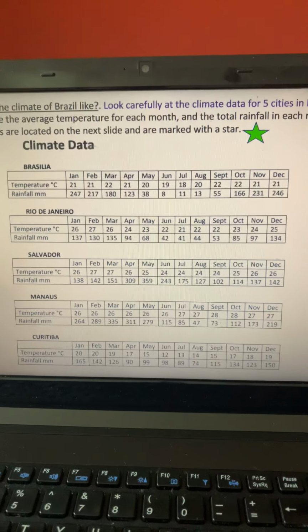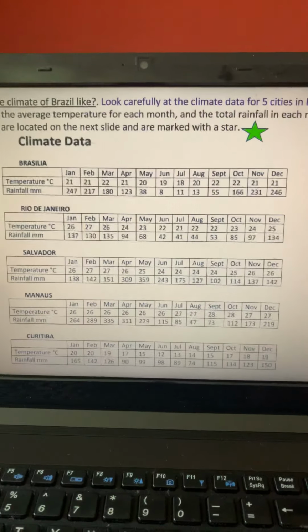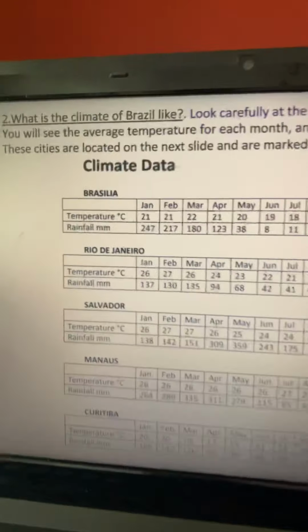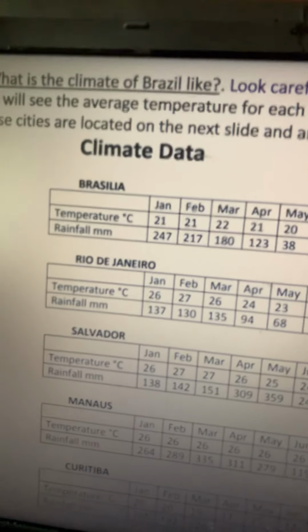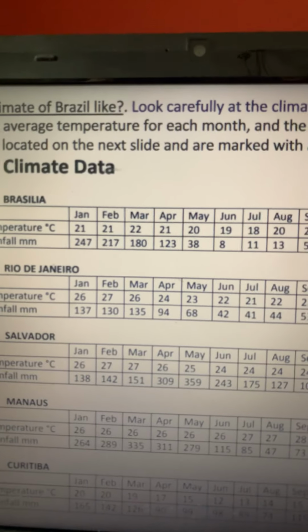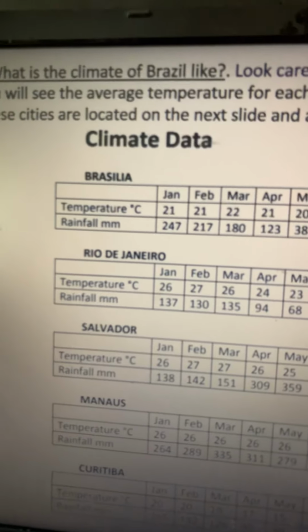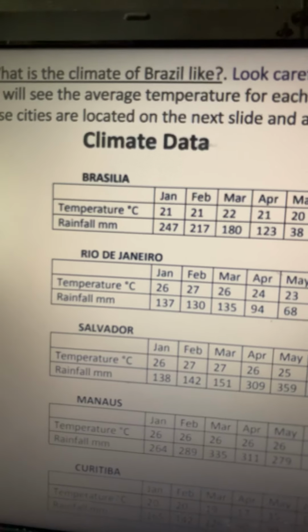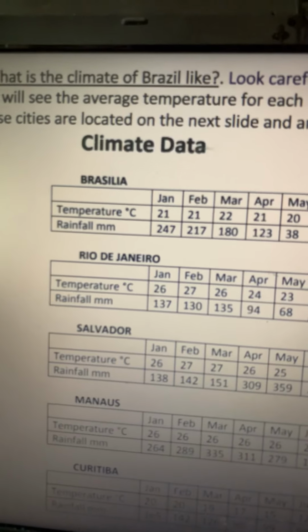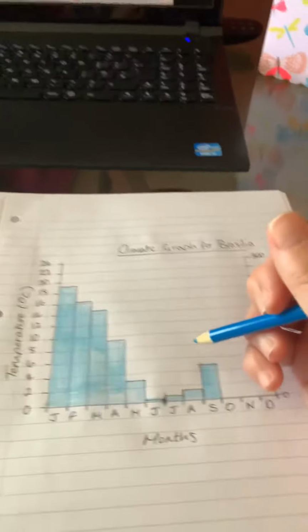Hello, so I'm drawing my climate graph for Brasilia. Brasilia happens to be the capital city of Brazil. So you would have seen on the film clip that to plot temperature, I'm going to use a line graph. And then to plot rainfall or precipitation, we're going to use a bar graph.